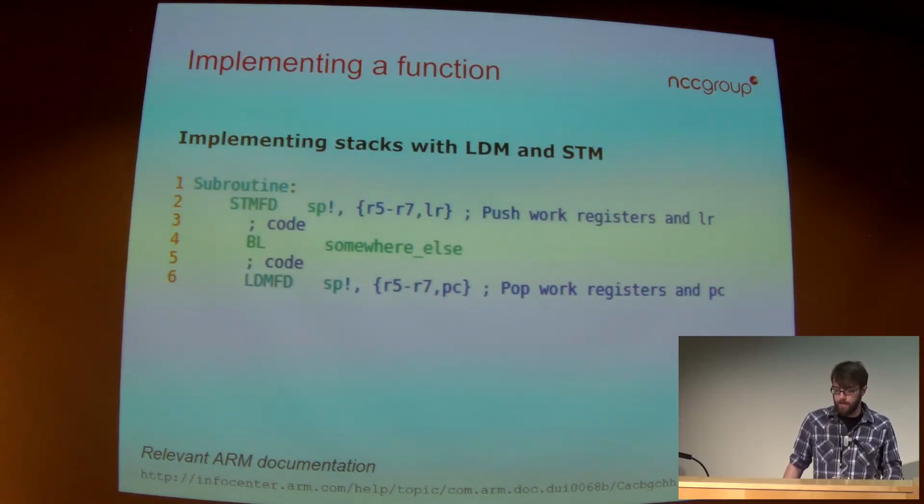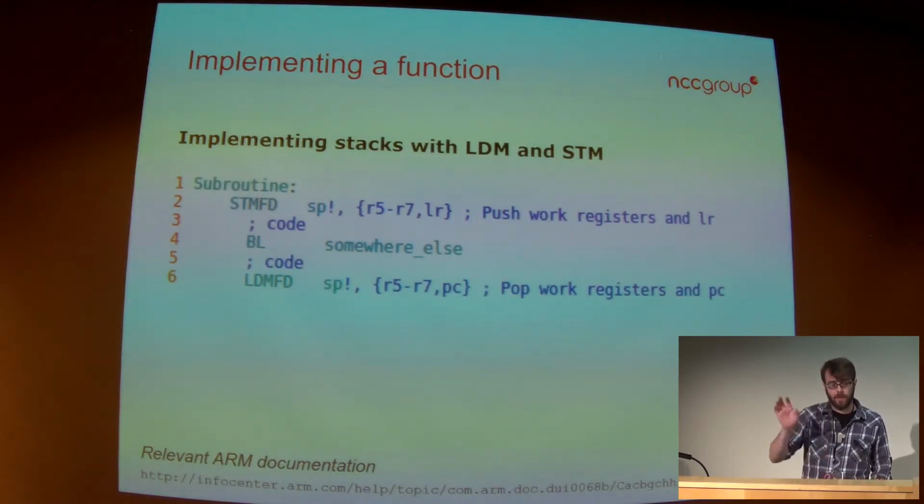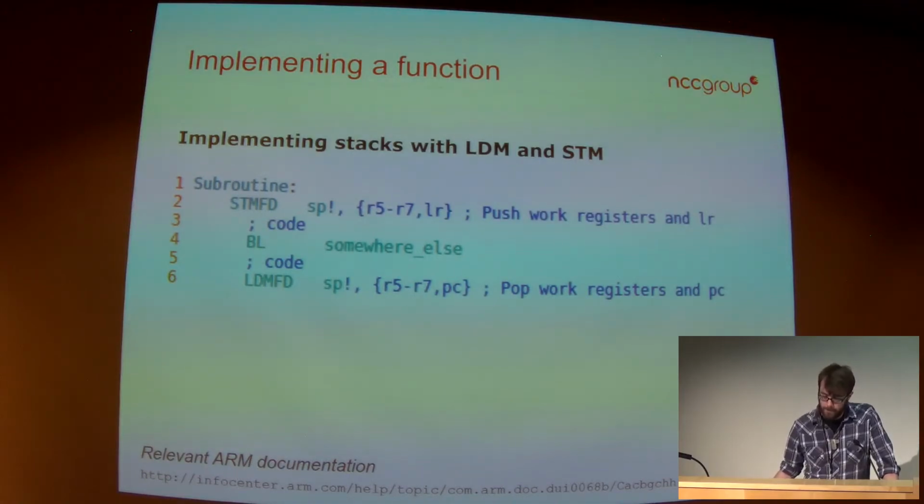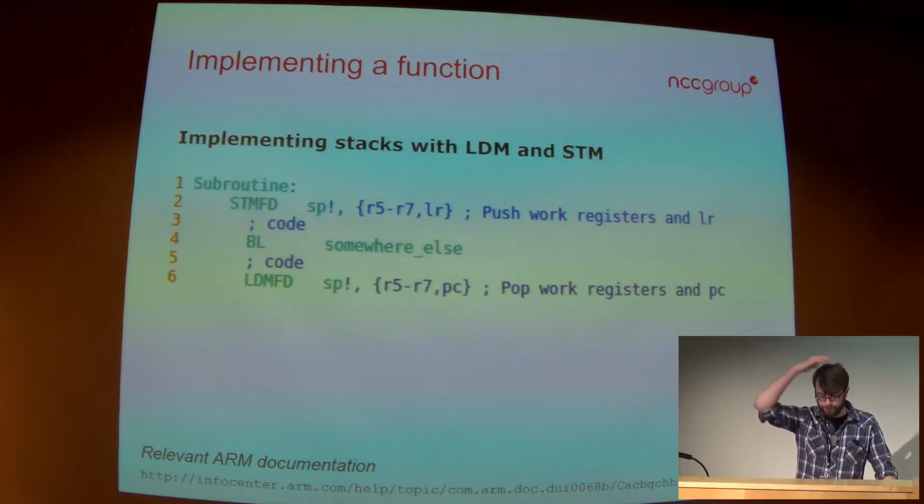So how do we implement stacks with load and store multiple? This is an example subroutine. Store multiple full descending. The full descending is just describing the way the stack works, so don't worry about that. You can get to that some other time. The way this reads is you have your stack pointer, and an exclamation point is saying, I want you to store these values on the stack, and then update the stack pointer for me. And I want you to store registers R5, R6, and R7 and the link register.